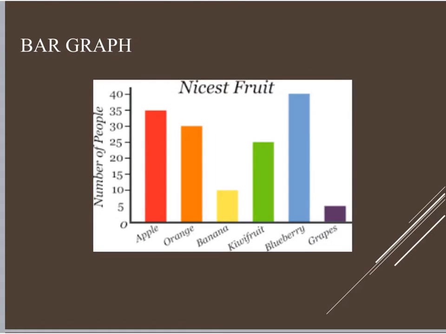So this here is an example of a bar graph. Notice that my text titles are down here at the bottom, so it looks like we're comparing the number of people to the types of fruit that maybe they like or they find the nicest. Okay, again, at a quick glance, I can see that people really seem to like the blueberries, and probably apples aren't too far behind that.